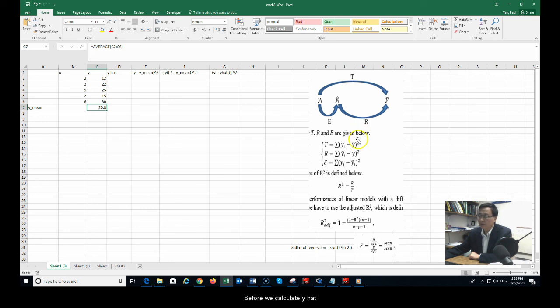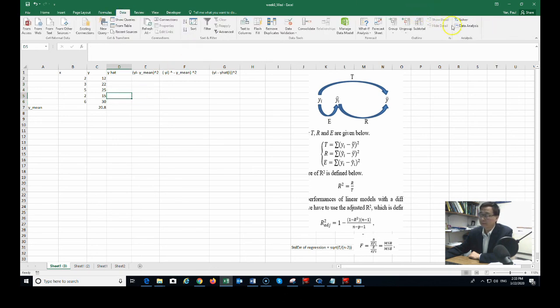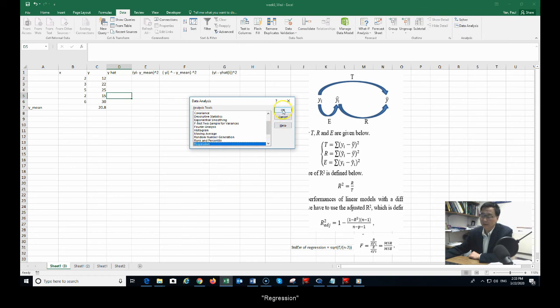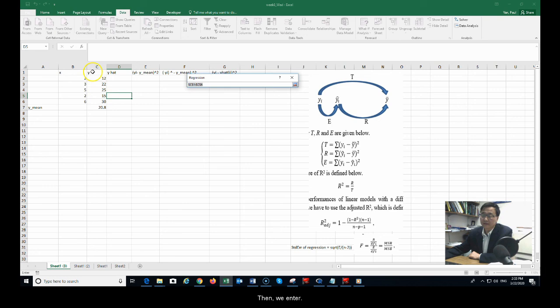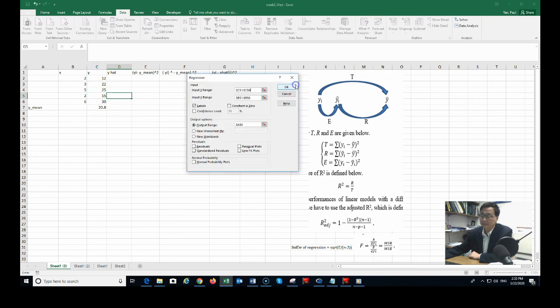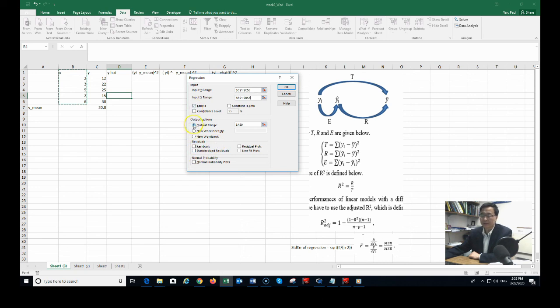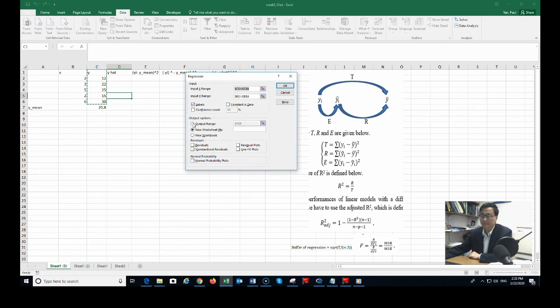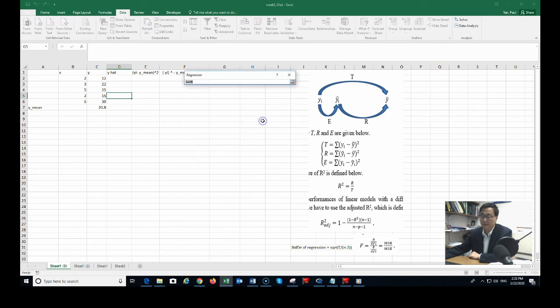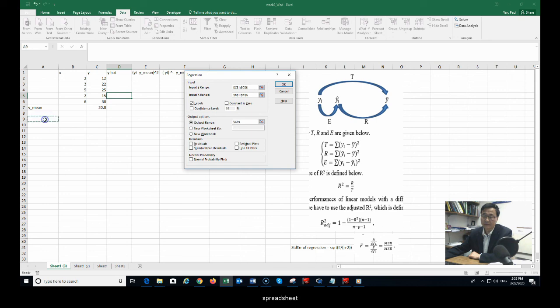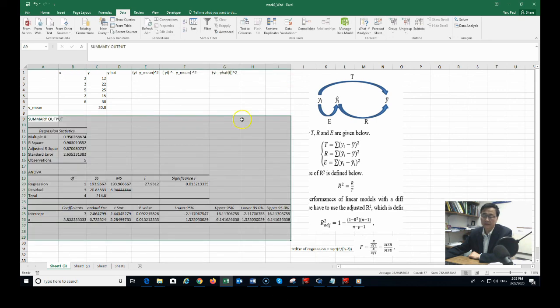Okay, before we calculate y hat, we need alpha and beta. Then first we run a linear regression. We estimate alpha and beta. We click data, data analysis, regression. Then we enter y column. Then we enter x column. Okay. Because I checked the label, I click here. So we output in the same spreadsheet. Okay, just click here, then click OK.